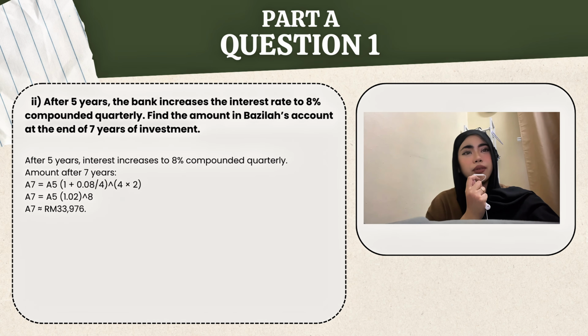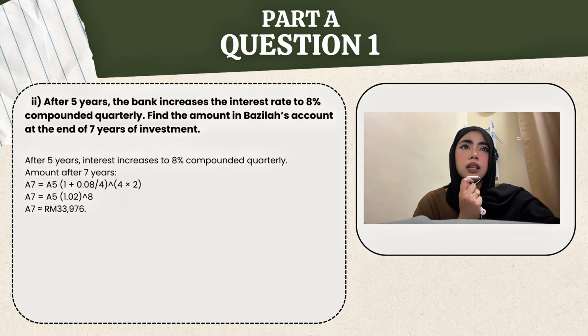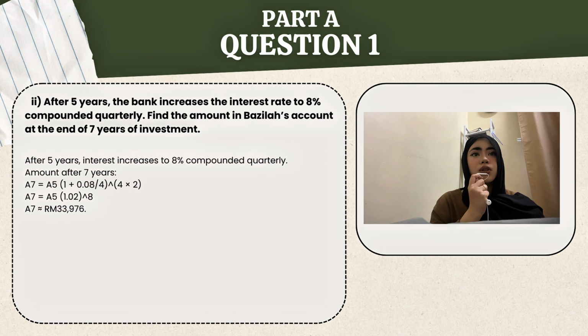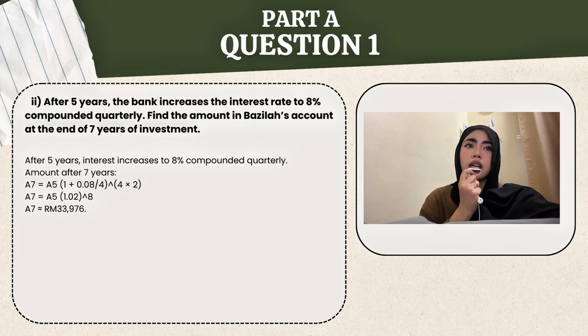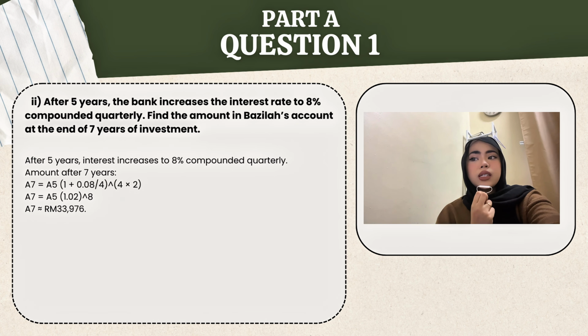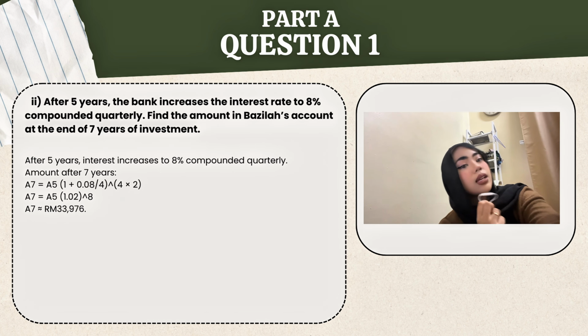For part C, after 5 years the interest changes to 8%, find the amount at 7 years. Take the amount at 5 years, A5 equals RM28,998.96. Now grow this at the new rate for 2 more years. The new rate is 8% quarterly, so m equals 4 times 2 years, which is 8 quarters. Just calculate with your calculator, so it will be 90 cents ringgit. That's it.